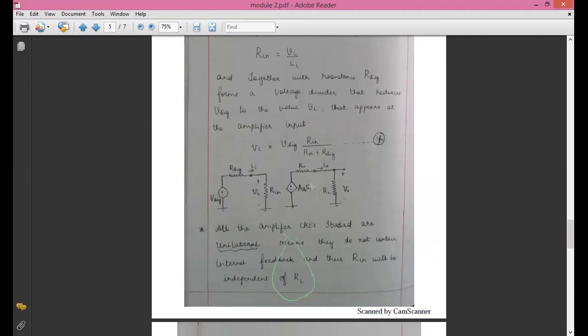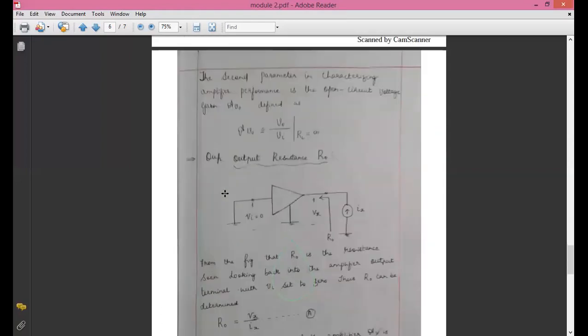But what is V in by V signal? VI is the output voltage for the input port. For this input port, V signal is the input voltage. VI is the output voltage for port 1. So VI by V signal I will obtain as Rin divided by Rin plus R signal. When you multiply these two, you will get V naught by V signal, which is nothing but your GV.